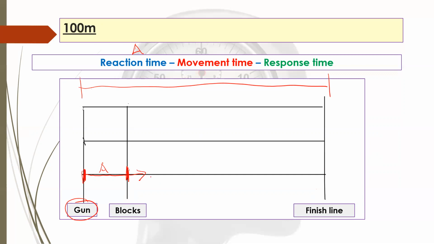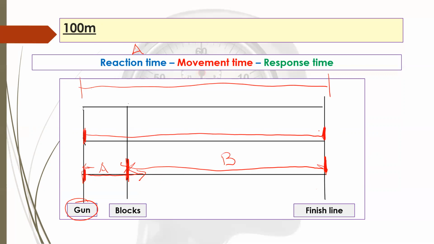Movement time is then from the blocks to the end of the race, or the tape, or essentially the 100 meters run. So you've got reaction time here up to the blocks. You've then got from the blocks to the finish line is movement time, and response time is the whole thing together.